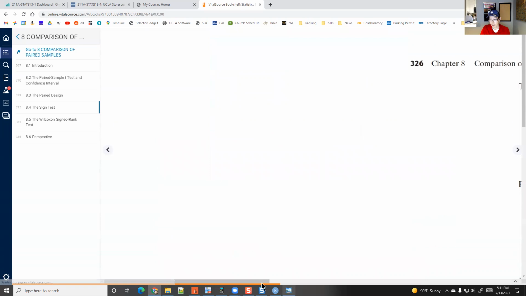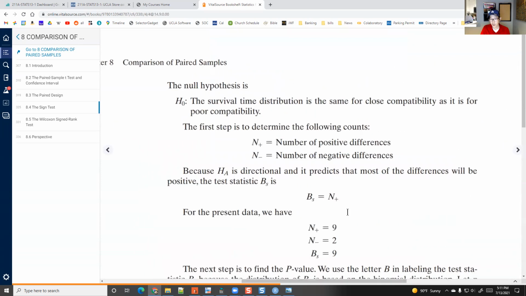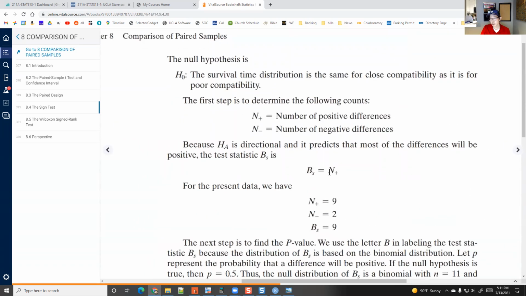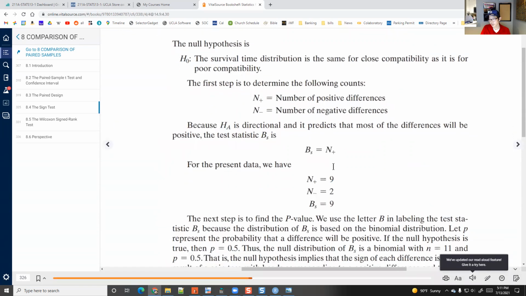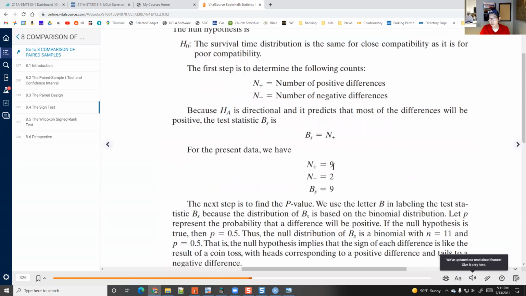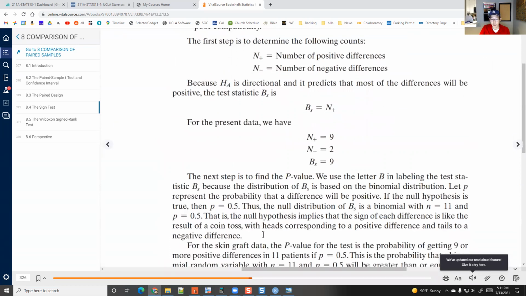So in that scenario, the test statistic we're going to use is going to be the positive value. Okay, now if we had a non-directional alternative, we would have just used the larger between 9 and 2. But in this case, we're going to use the 9 because we said it's positive, and that's also the larger value. And so now we go to our reference table.